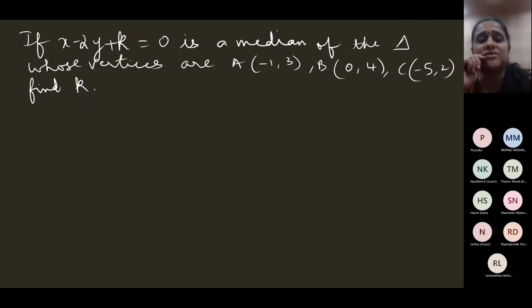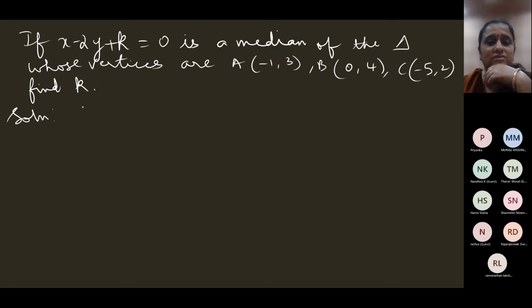Which point can satisfy this equation? If the point lies on this line, then that point will satisfy this equation of the median. And which is that point which lies on all the three medians? Centroid. So we should find the coordinates of the centroid. Since the centroid lies on all the three medians, it also lies on this median, and the coordinates of the centroid will satisfy this equation. That's how we find the value of K.